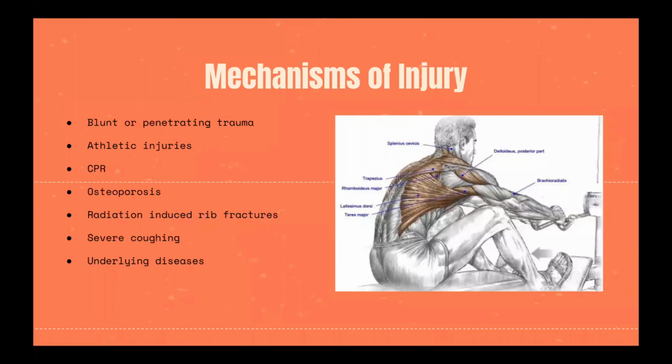A mechanism of injury is a method in which that injury occurs. So for ribs, the most common mechanism is a blunt or penetrating trauma. That can include a car accident, a fall, a collision, or even an attack. Other mechanisms include athletics, so sports such as rowing, gymnastics, and golf. You have that constant rotational movement and that pounding of the body, so that's leading to microtrauma. That can build up over time and create a fracture. CPR can also break ribs, as well as, in slight cases, severe coughing, and then other underlying diseases.